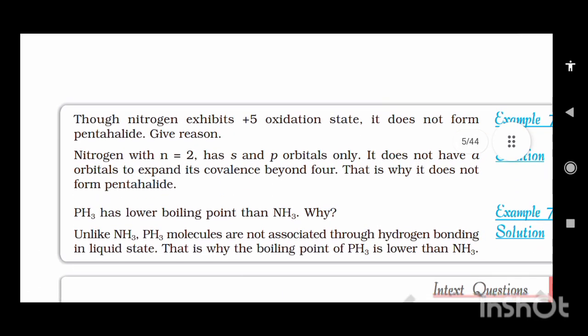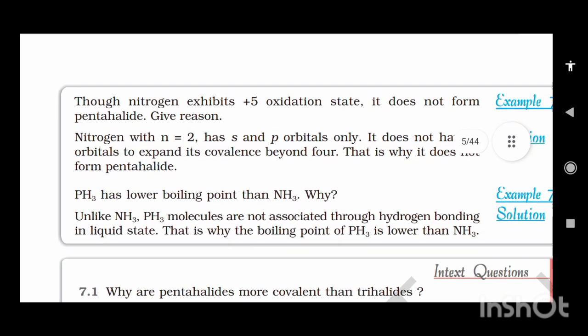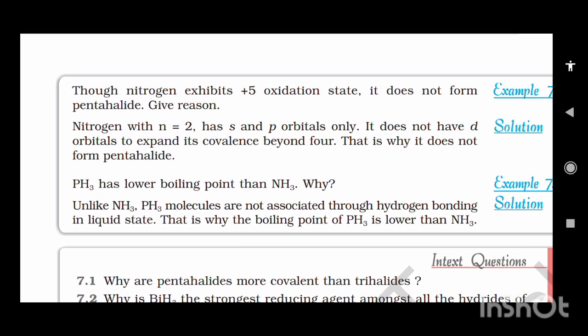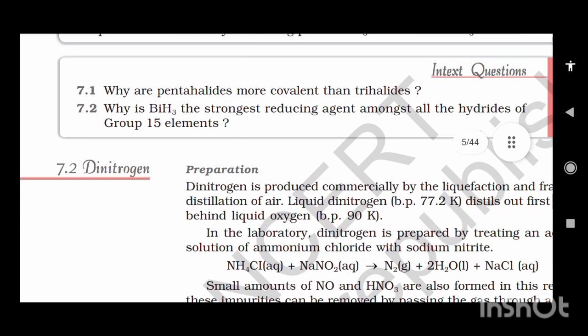Though nitrogen exhibits +5 oxidation state, it does not form pentahalides. Give reason: because nitrogen has s and p orbitals only. It does not have the orbitals to expand its covalency beyond 4. That's why it does not form pentahalides.